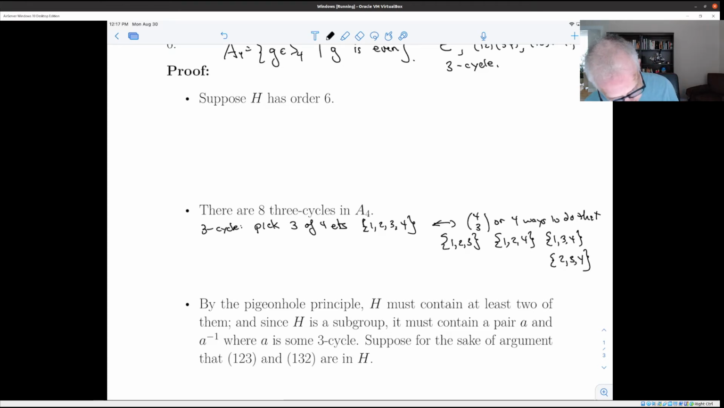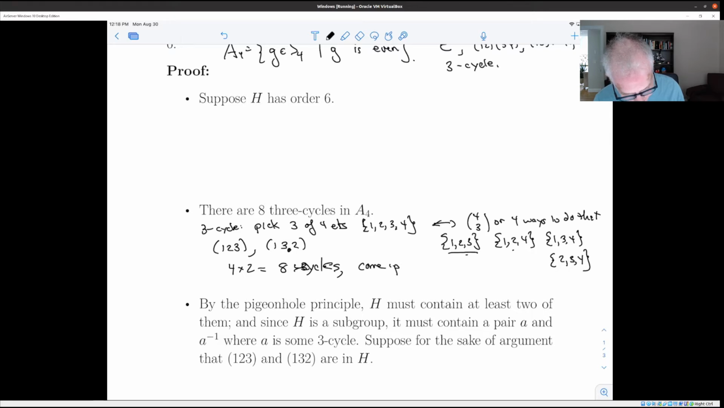So for instance, if you take {1, 2, 3}, you can do the permutation which sends 1 to 2, 2 to 3, and 3 to 1. Or you can do the permutation which sends 1 to 3, 3 to 2, and 2 to 1. And these permutations are inverse to one another. If you were looking at the triangle, they would be left and right rotations of the equilateral triangle. So each of these sets of 3 elements gives rise to 2 permutations, and so there's a total here of 4 times 2, which is 8 3-cycles. And they come in pairs, g and g inverse.